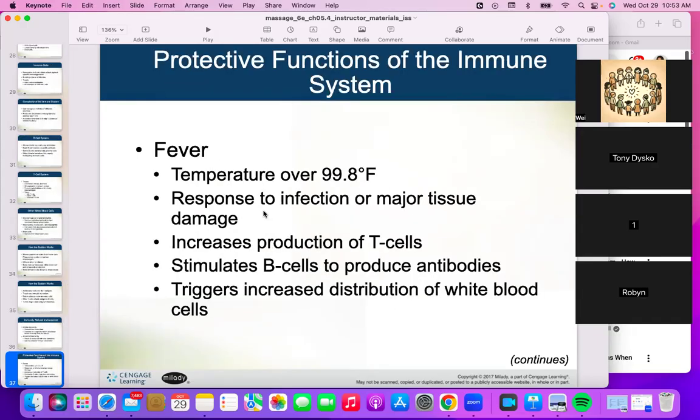Okay, now the protective function of the immune system. Understand that fever is a process of the immune system reacting. It is an abnormally high temperature that the immune system produces if there's a viral or bacterial infection or any major damage. Normal body temperature is 98.6 exactly, or 37 Celsius, and can fluctuate up and down slightly.